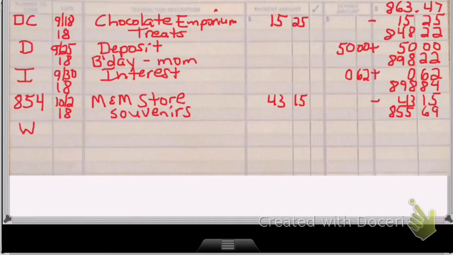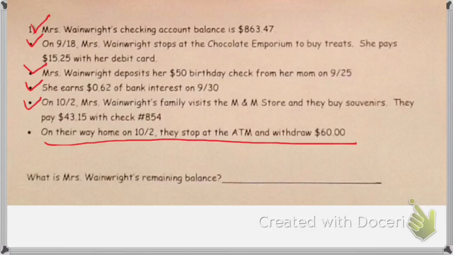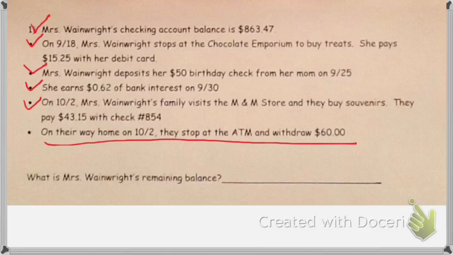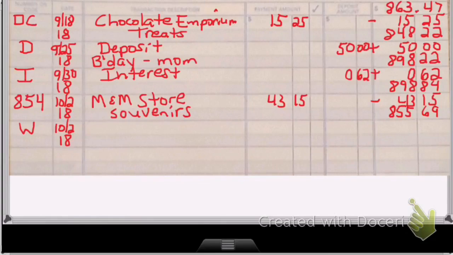So when I withdraw money, I write a W to show that I'm withdrawing or making a withdrawal. The date that I made this withdrawal was on 10/2. So I'll write 10/2/18 for my date. Where did I go for the withdrawal? I went to the ATM, so that's what I'll write on my line. I'll write ATM. I just took the money out to have cash, so I don't really have a real reason for it, so I'll leave the gray section blank.